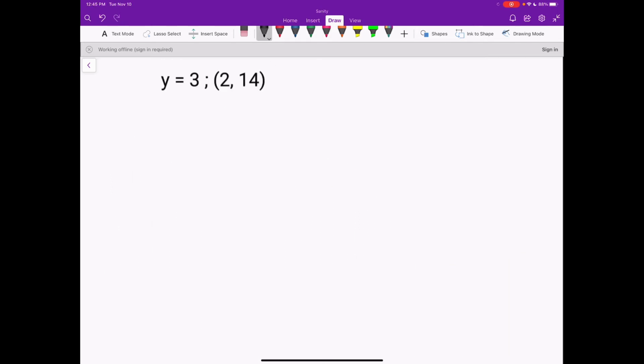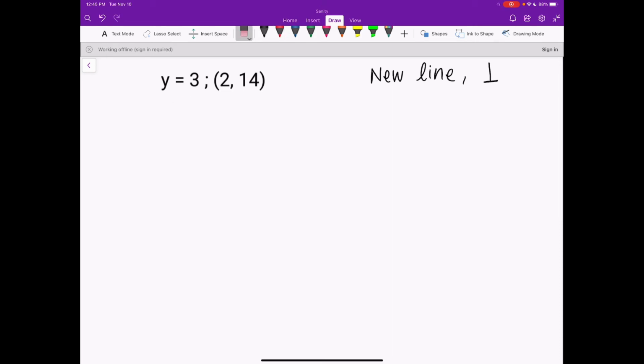Okay, one of my last examples here, we're going to deal with a horizontal line. So I want to find an equation. So here again, I'm going to start with an area for my work for my new line that is perpendicular to y equals 3.